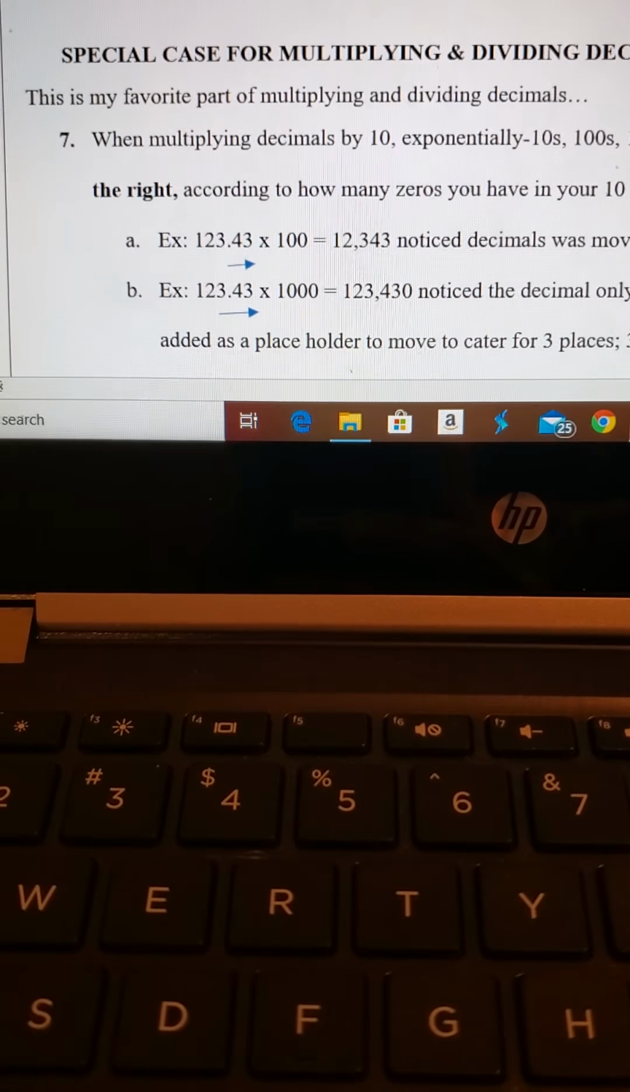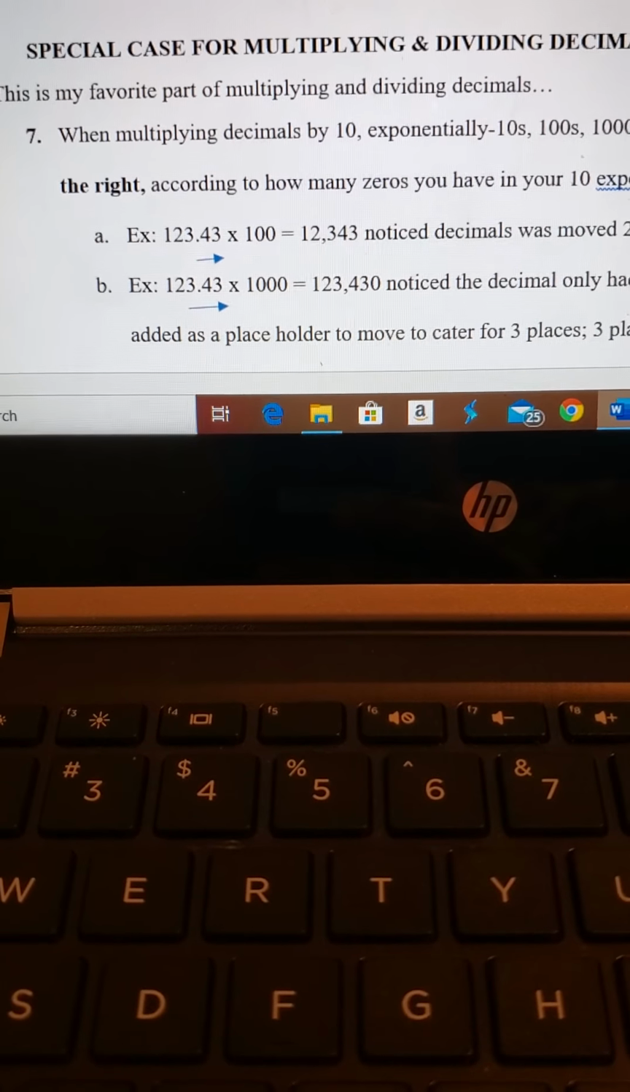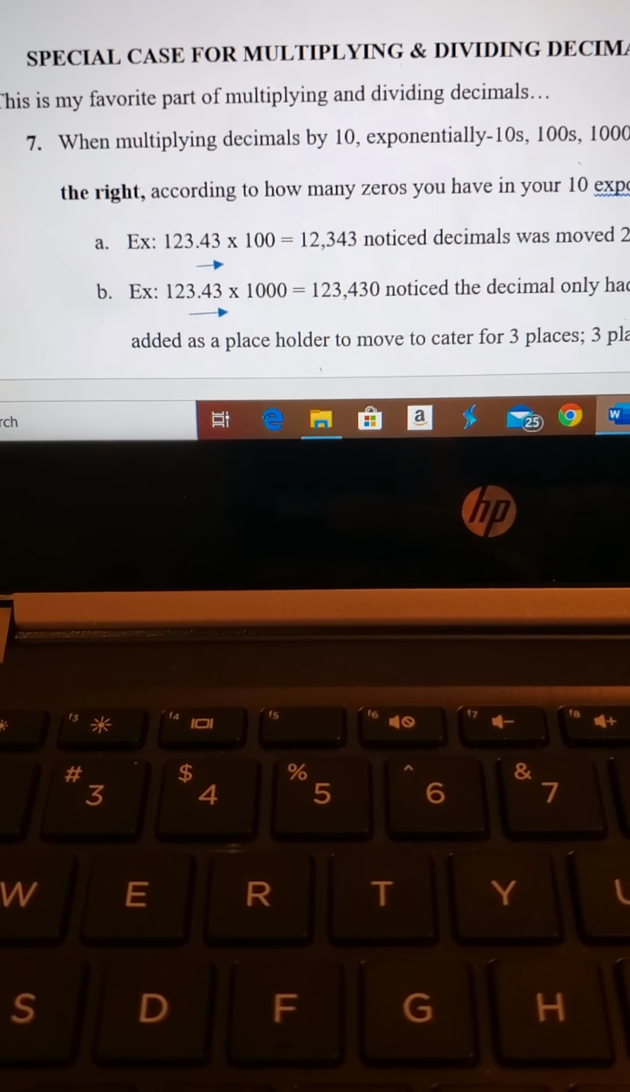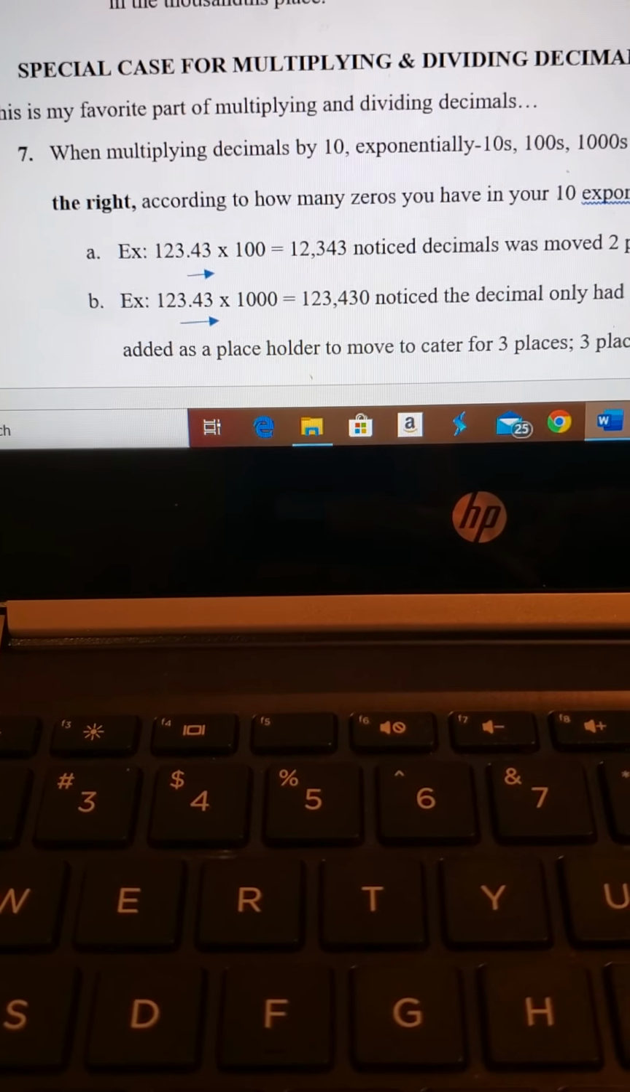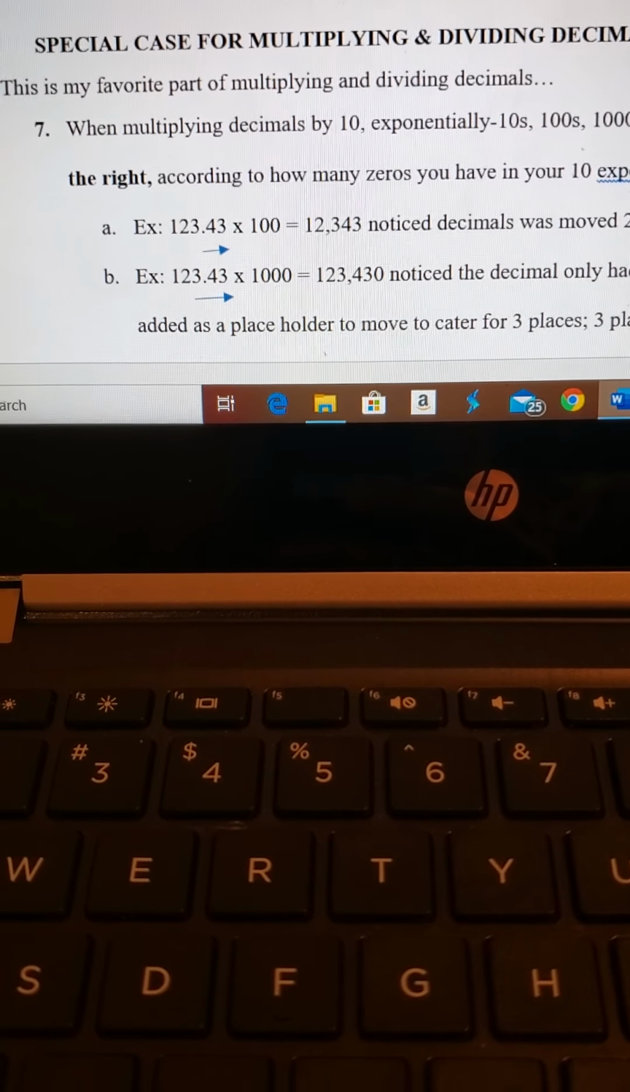Everyone say I love math. Say I love decimals. Say it's beautiful. I'm not hearing anyone say this. All right, well, you know what I say: if you love math, it loves you back.